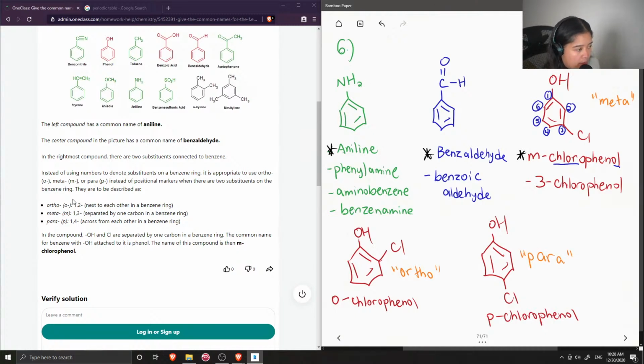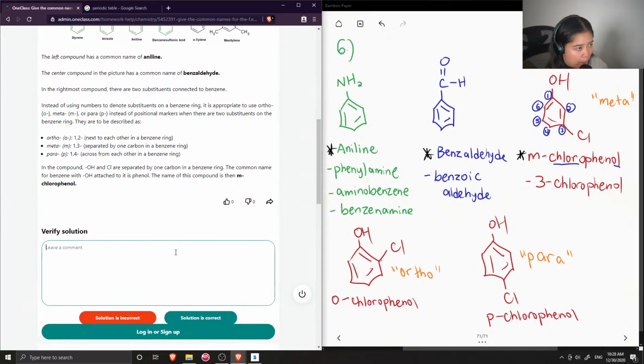Okay, so then the junior tutor said 1,2 next to each other, 1,3 separated by 1 carbon, and then 1,4 across from each other in a benzene ring. And the compound's OH and chlorine are separated by 1 carbon in a benzene ring. So the common name for benzene with OH attached to it is phenol, and the name of this compound is then M-chlorophenol. Okay, so this solution is correct.